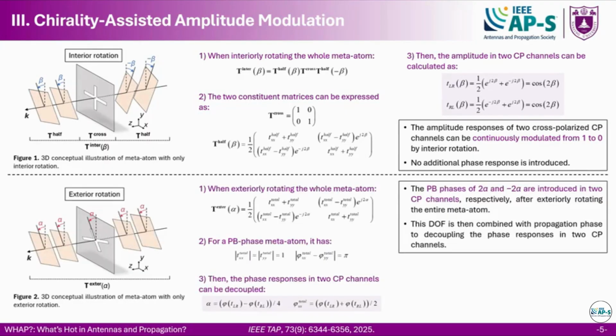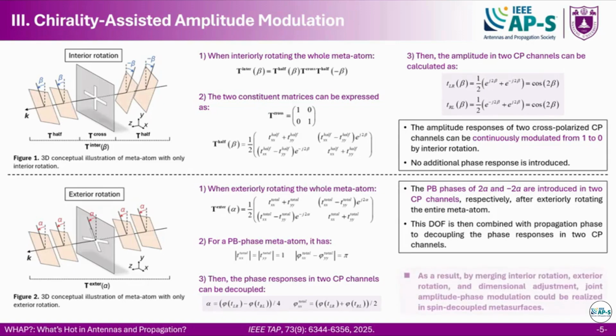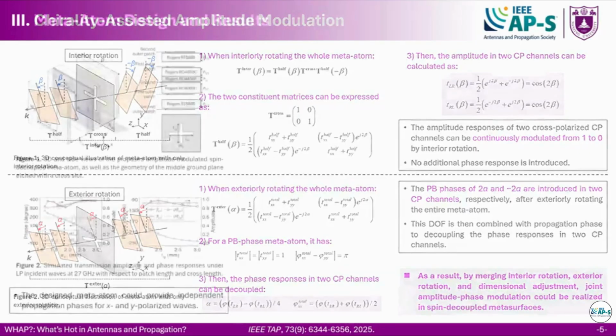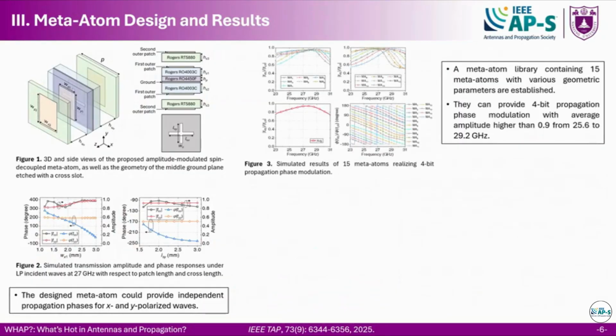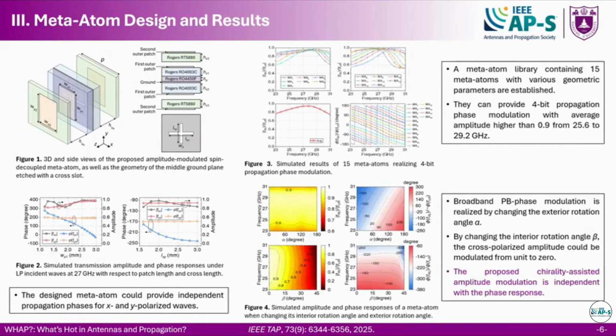Then, by combining interior rotation with exterior rotation and dimension tuning, joint amplitude-phase modulation is achieved in spin-decoupled metasurfaces. Based on this strategy, multilayered anisotropic meta-atoms are designed, achieving broadband 4-bit propagation phase modulation with high efficiency. By controlling the exterior and interior rotation angles, PB phase modulation and continuous amplitude modulation can be independently realized.